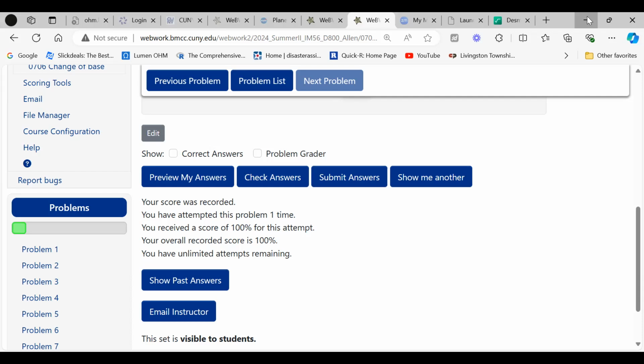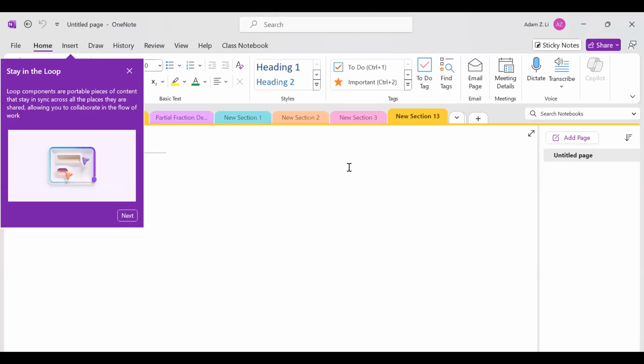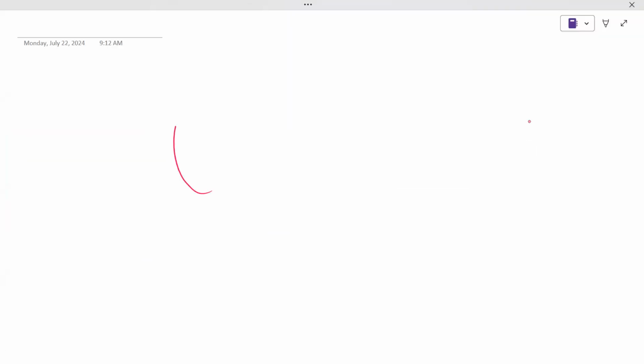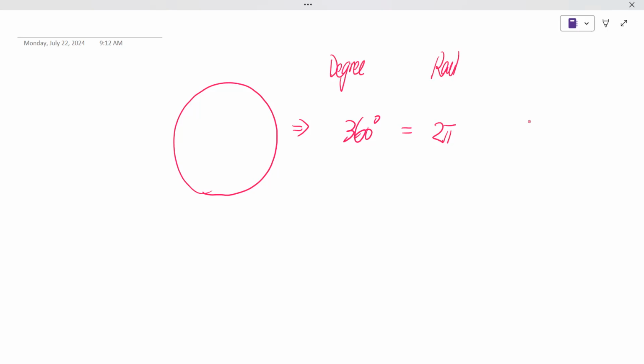So let's start with the degree measurement and then radian measurement, right? And then the most important conversion is, if you look at the circle, it's all based on the circle. So basically, we know a circle has the degree measurement, 360 degrees, right? And then the radian measurement, if it's a unit circle, is 2 pi. So this is the degree measurement, and this is the radian measurement. And they form this kind of special relationship.